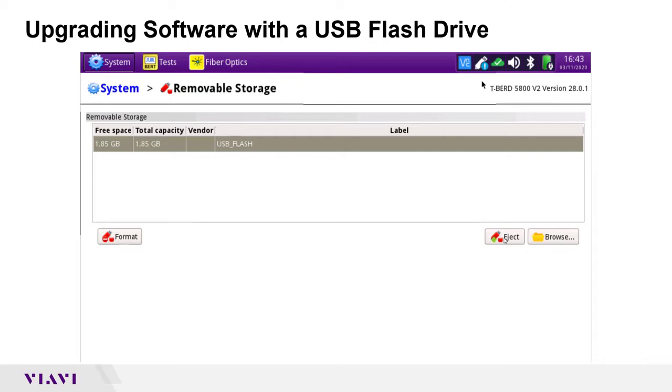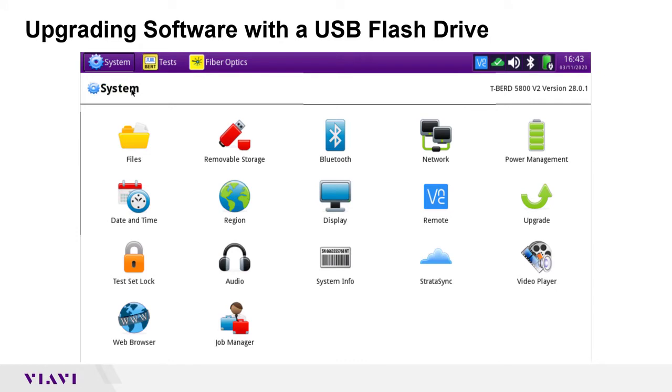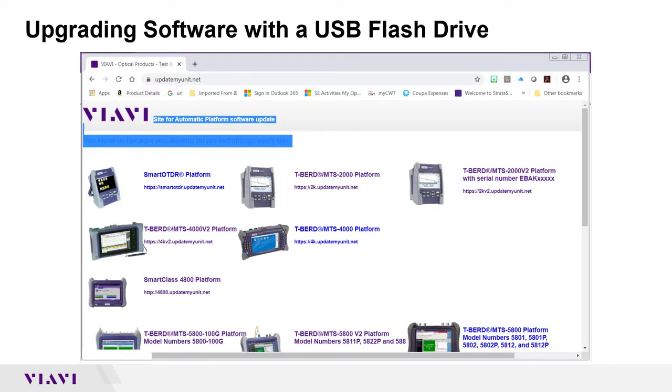After that, all I have to do is eject the USB stick, and then it will be safely removed from the unit. Once the USB stick is removed, I go into an internet web page. In my case, I use Google Chrome, but you can use any type of browser. And you type updatemyunit.net.